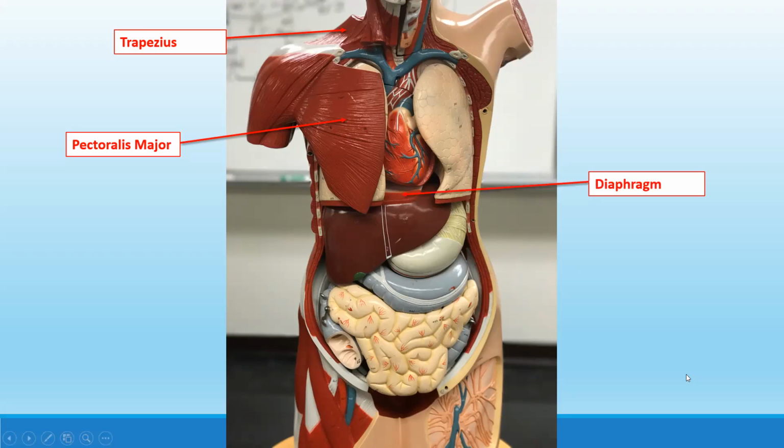There's our diaphragm. It's a muscle, so we have to include it in our list. It separates the abdominal cavity from the thoracic cavity.